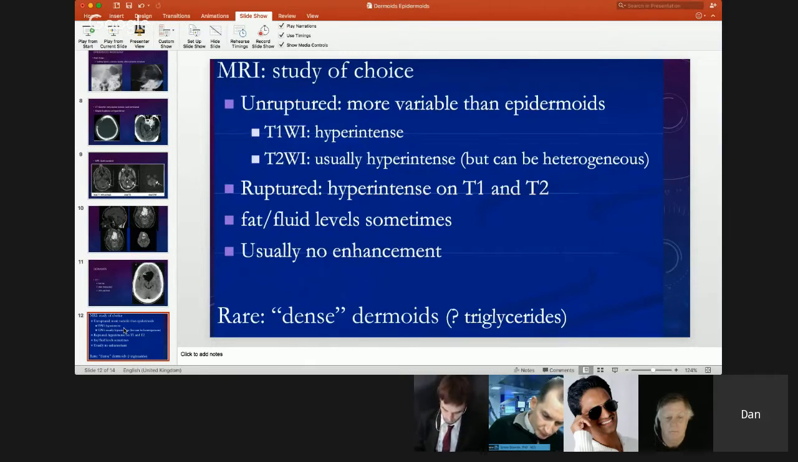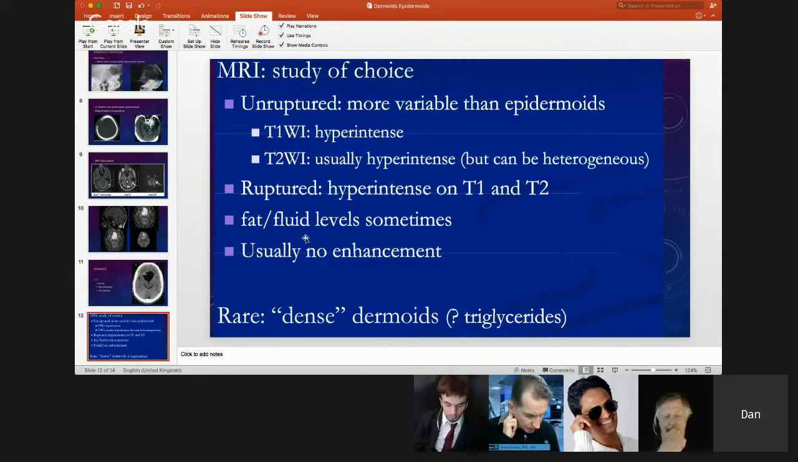The thing to notice about dermoids is that their presentation on MRIs is even more variable than epidermoids. Generally in T1, they are hyperintense, while in T2, they are usually also hyperintense, but this can change. The reason there's a lot of variability in how dermoids look is because it depends on the level of fat or triglyceride content within it. Therefore, even in one lesion, you can find different consistencies of the fat or triglyceride level. And therefore, you can at times even see fat fluid levels within the same lesion.